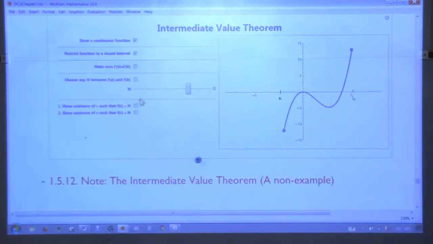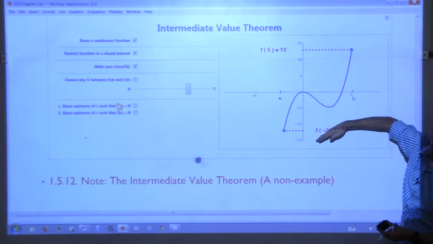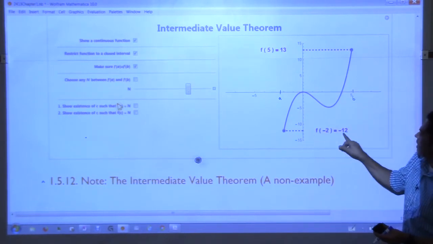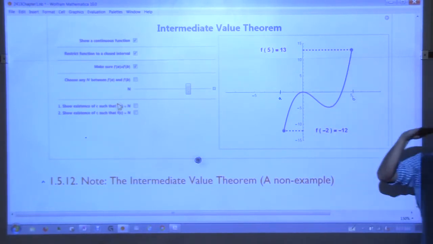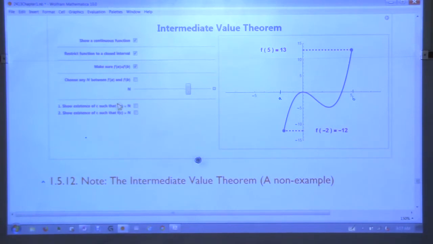All right, this theorem says that we need to check to make sure that the 2 endpoints are not the same. So the 2 endpoints aren't the same, right? Down here, you're getting -12. Up here, you're getting 13. So they're not the same. Then let's choose any number we want between those 2 values. So up here at 13, I can choose any value between there and down here, -12.